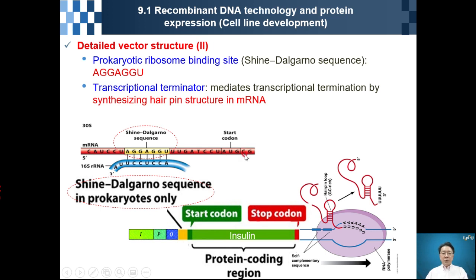The vector also needs a transcriptional terminator at the end, after the stop codon. The transcriptional terminator is composed of a self-complementary sequence and poly A tails. It mediates transcriptional termination by synthesizing a hairpin structure like this. After that, this hairpin structure can dissociate from the DNA, and transcription termination happens.